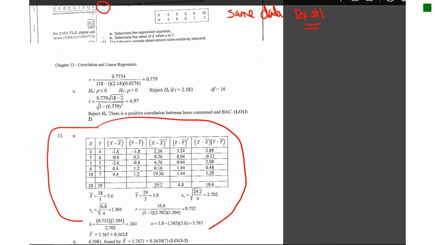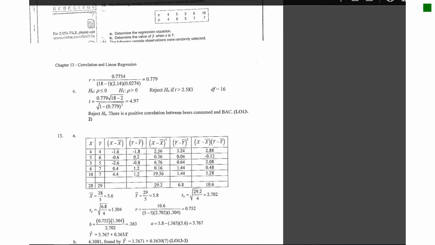But in this example, I'm not going to go back and walk you through again how to get the correlation and how to set up these numbers. I already did that in the previous example. But I just want to show you how we're going to actually use the same data that we already calculated for the correlation coefficient to actually develop our linear equation. Okay, now let's go back.